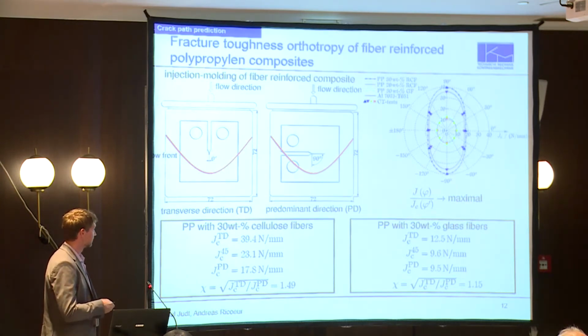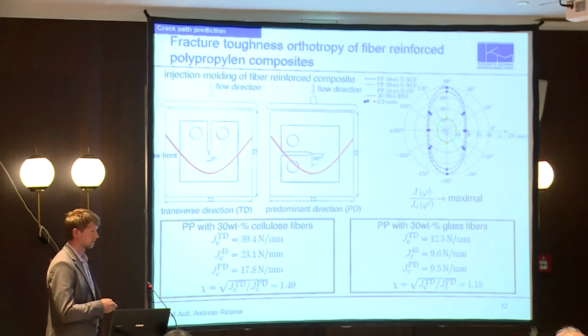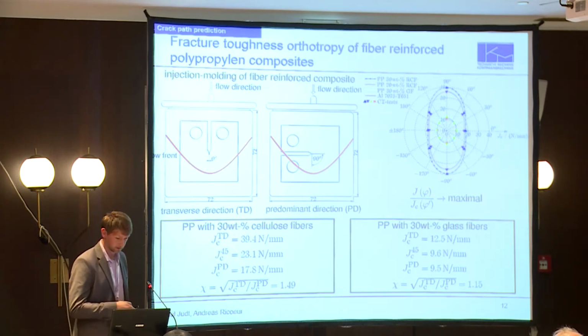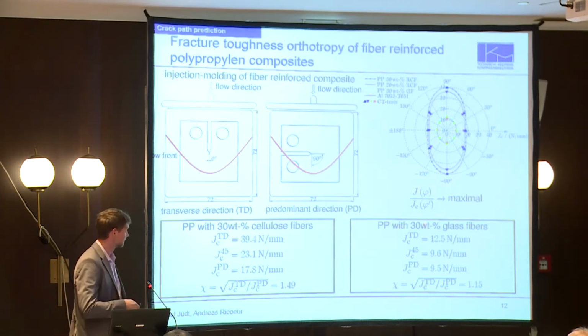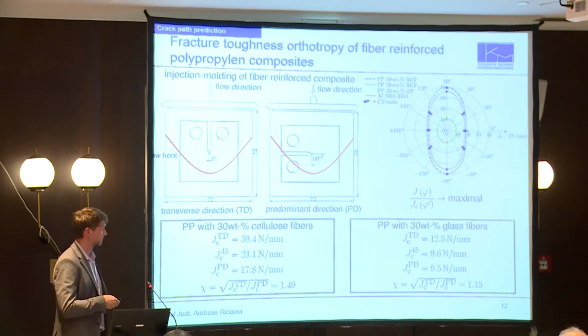We use an elliptic interpolation function to define this material parameter as a function of the orientation. Furthermore, we have the J integral, which you can also write down as a function of the orientation. And we assume now in our model that the crack grows in the direction where this ratio is a maximum.